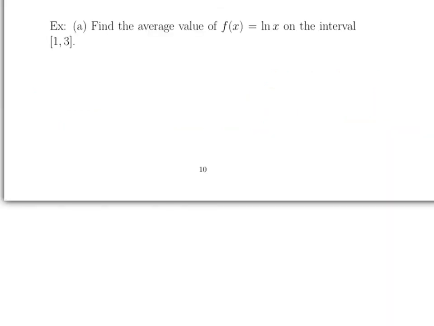Okay, so I wanted to work an example. The example in your notes is actually something we can't do, so I'm going to change it. Find the average value of, we're going to change this ln of x to cosine of x, on the interval from 0 to pi over 2.